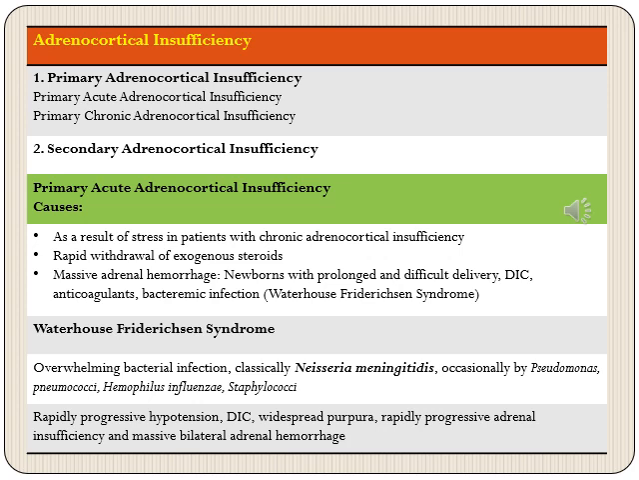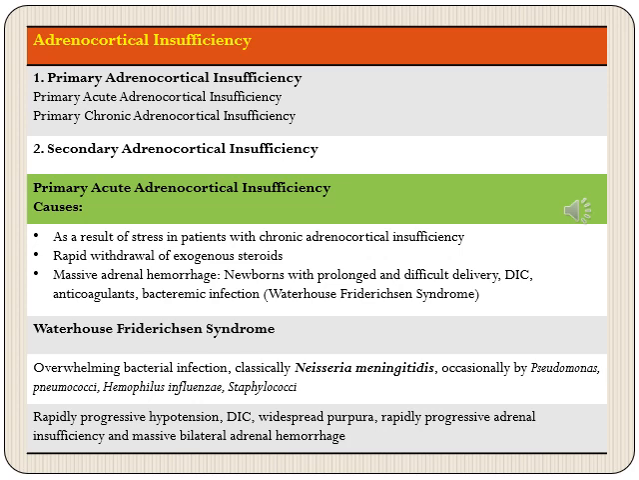Then there can be massive adrenal hemorrhage. This can be seen in newborns with prolonged or difficult delivery, or in patients with DIC, patients on anticoagulants, and in patients with overwhelming bacteremic infection, which is called Waterhouse-Friderichsen syndrome. So we'll just talk about this Waterhouse-Friderichsen syndrome.